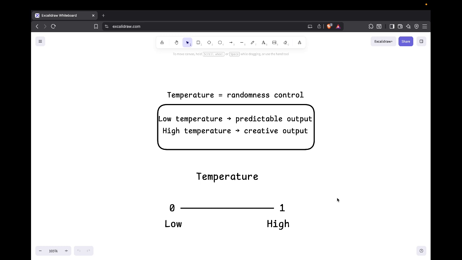Now that you understand temperature, the next interesting concept is why LLM models sometimes hallucinate. We'll explore that in our next video.